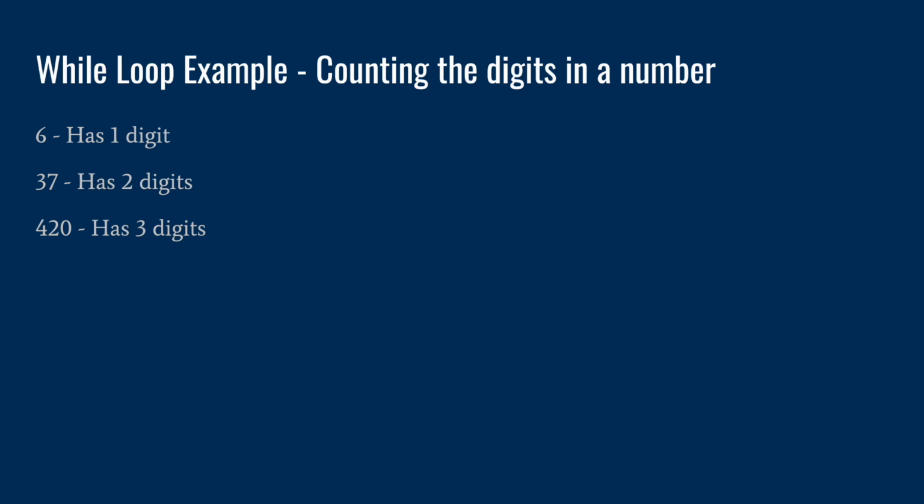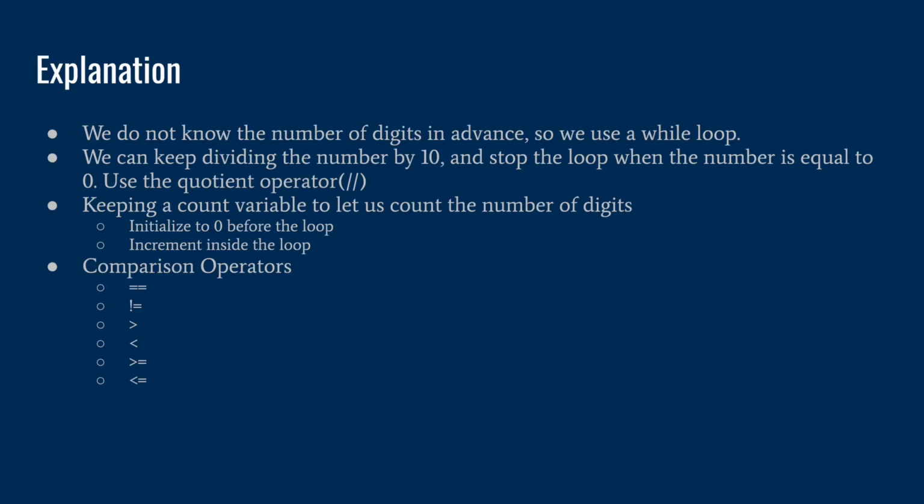So let's take an example of a while loop, counting the digits in a number. What we want this program to do is count how many digits there are in each number. For example, 6 has 1 digit, 37 has 2 digits, and 420 has 3 digits. So how do we do that? We don't know the number of digits in advance. That's why we use a while loop instead of a for loop.